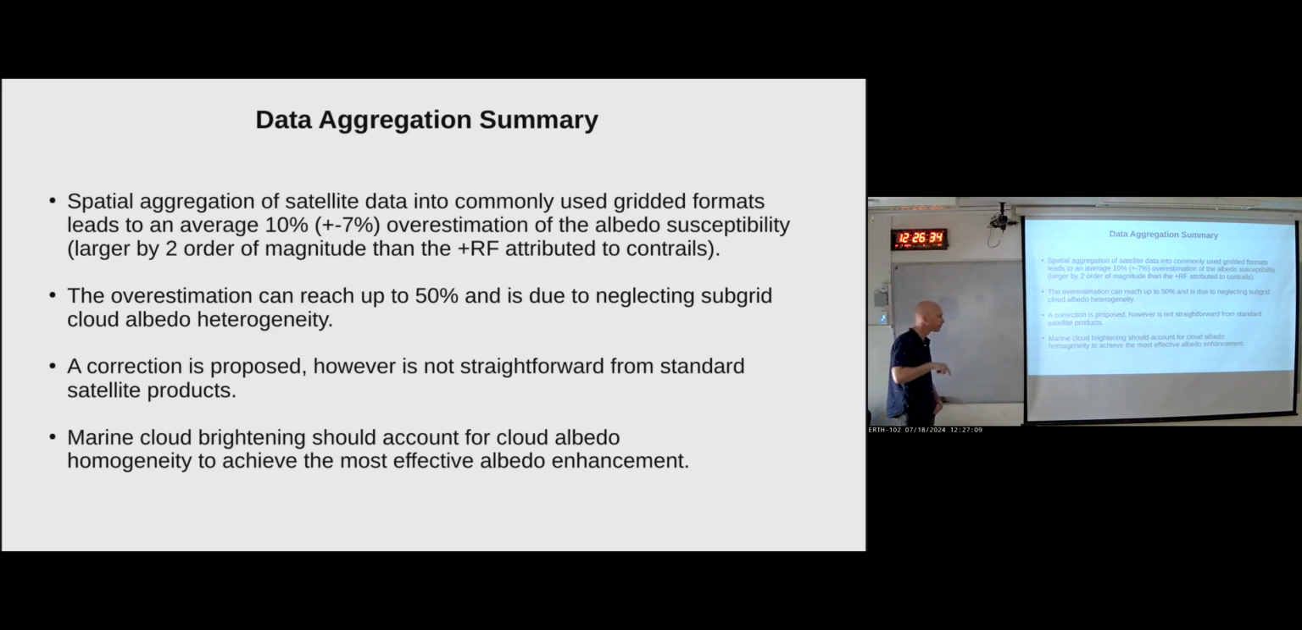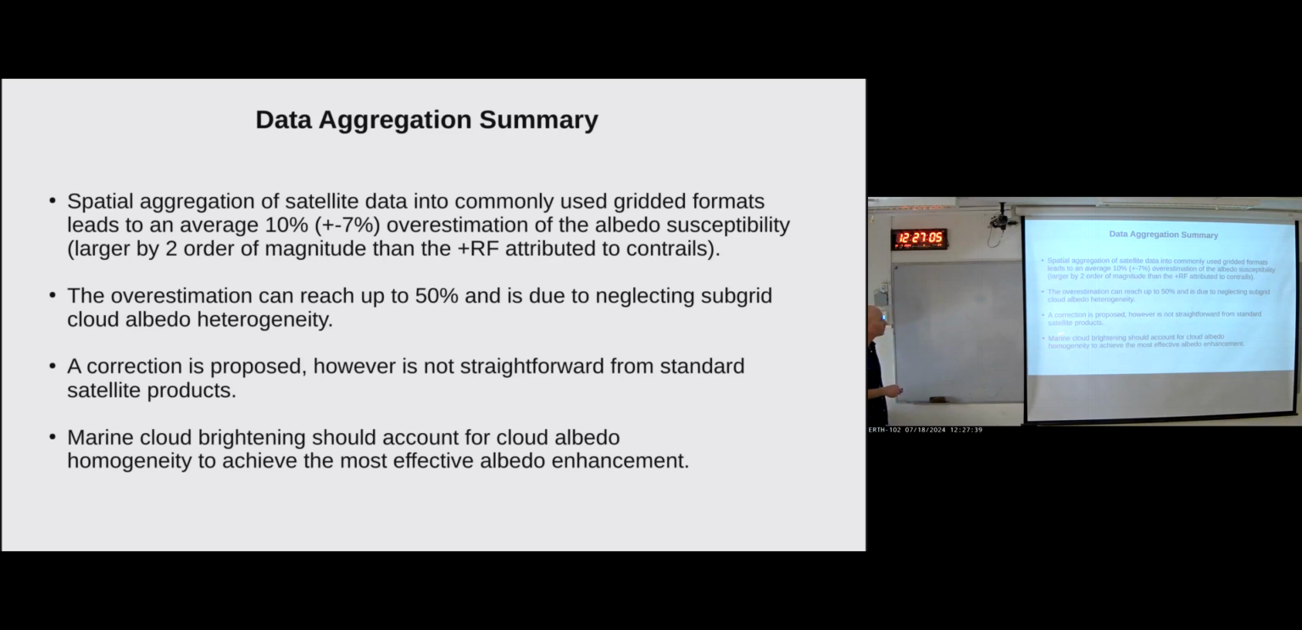We calculated it separately. And the second point, the overestimation can reach up to 50%. This is large. So the average is 10%, but in some cloud field regimes, it can be 50%. And this is due to neglecting the subgrid or the in-cloud heterogeneity. We propose a correction, but as I said, it's not straightforward because we don't have this data in level 3 so that everyone can simply correct their observations.